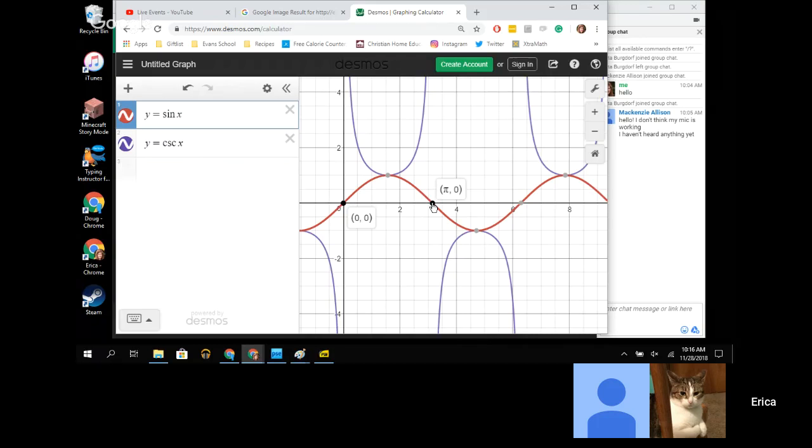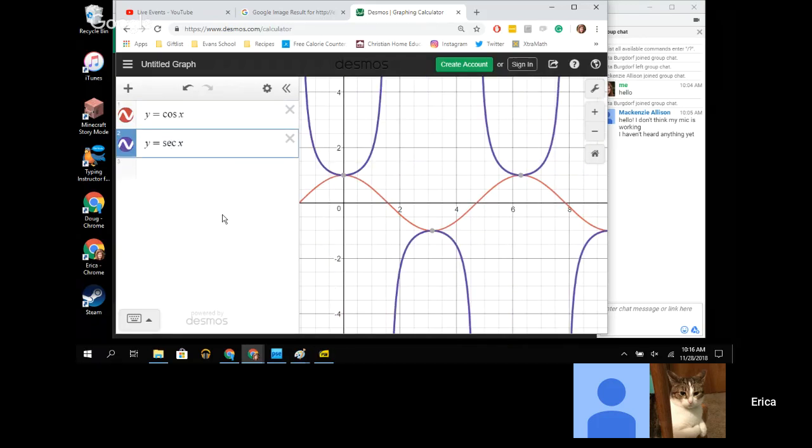Okay, so that's the sine and the cosecant. Remember, those are the reciprocal functions of each other. What do you think is going to happen if we do the cosine and the secant? We get the same kind of curves. The cosine has these values where it's equal to 0. Wherever those values are, when you take the reciprocal it's going to be 1 over 0, which is not possible, so it's going to be an asymptote.